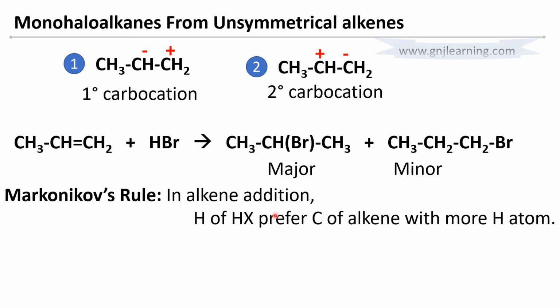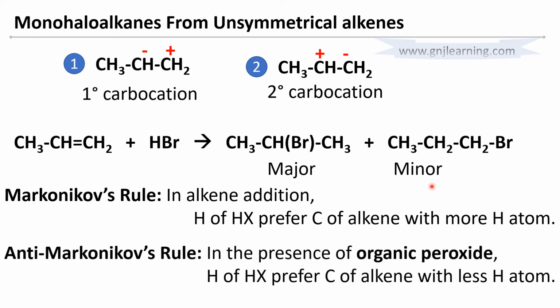In alkene addition, the H of HX prefers the carbon of the alkene with more hydrogen atoms. I guess it is clear. Now, what if I want to make this the major product? I want the primary substituted product, that is, in the addition process I want Br on the primary carbon atom as the major product. For that there is another rule called the anti-Markovnikov rule.